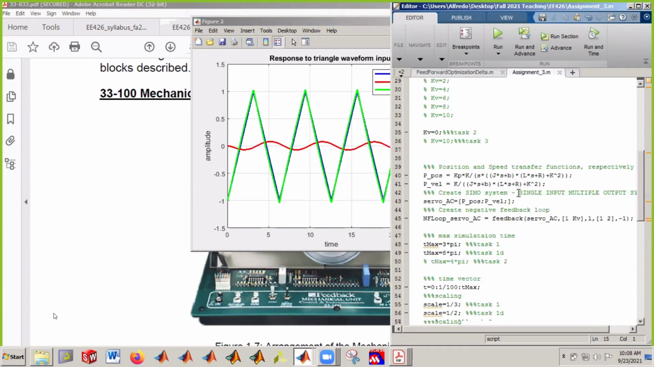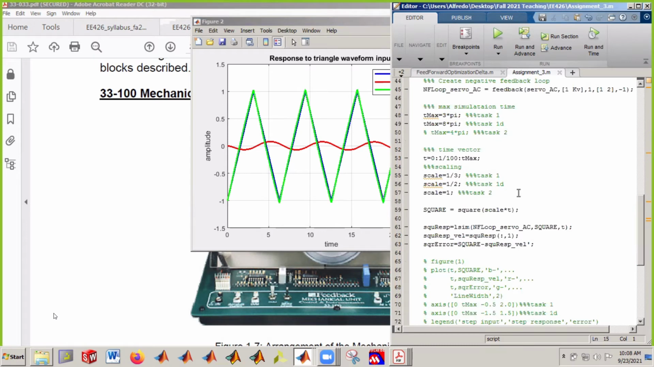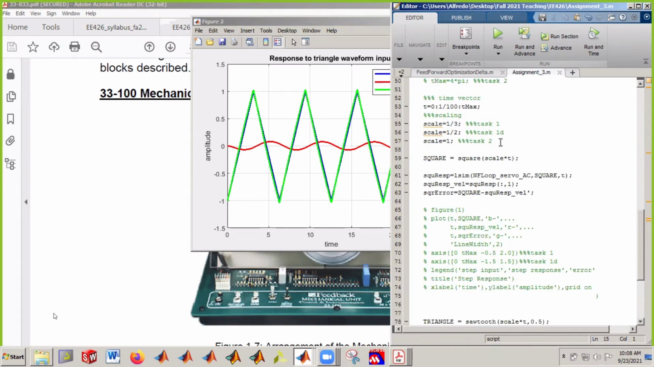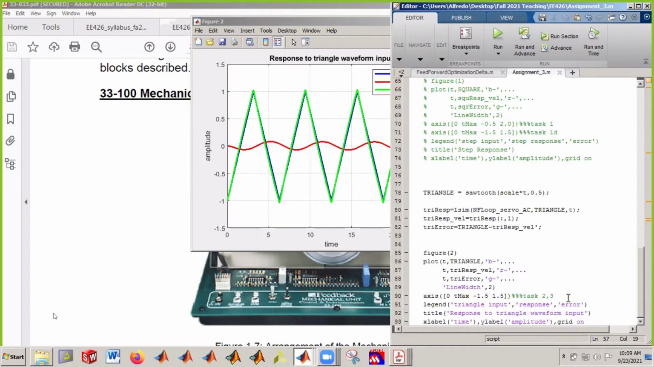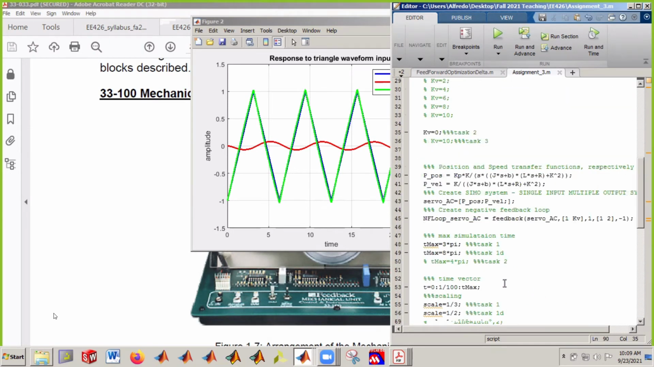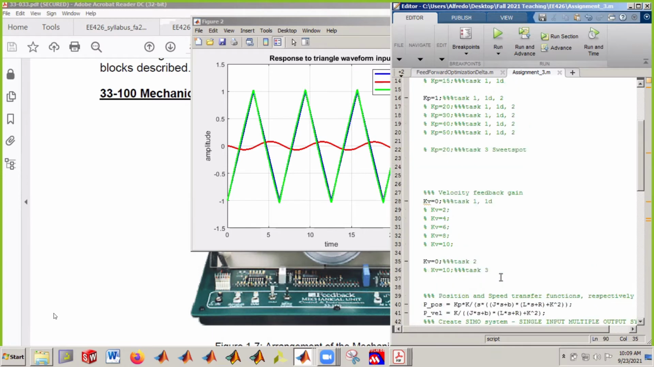Okay. I have this set up here. I just want to make sure that I have all this so that we can have a nice picture here for this. This has to be Kv equals 0.